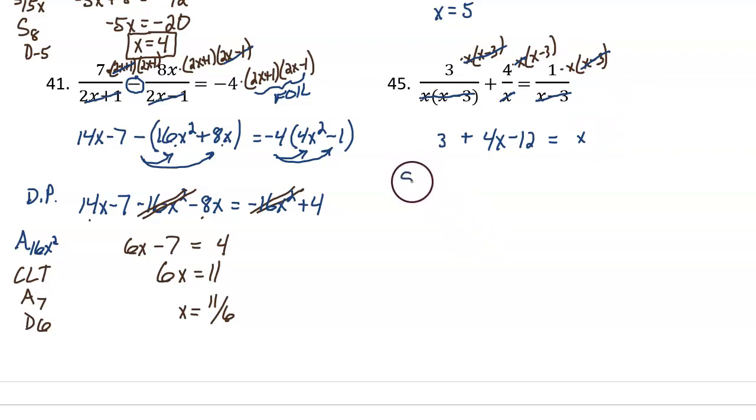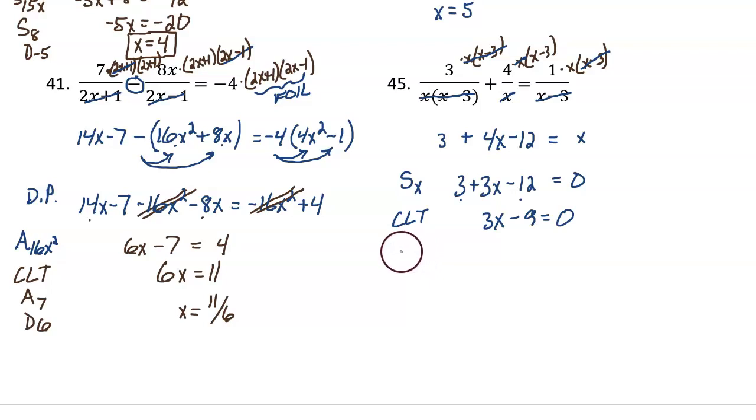I'm going to subtract x from both sides so that it's not on the right and it comes over on the left. So we have 3 plus 3x minus 12 is equal to 0. Now combine like terms. Because there's a 3 and a minus 12 on the same side, we get 3x minus 9 is equal to 0. Now add 9. 3x equals 9. Therefore, x must equal 3.